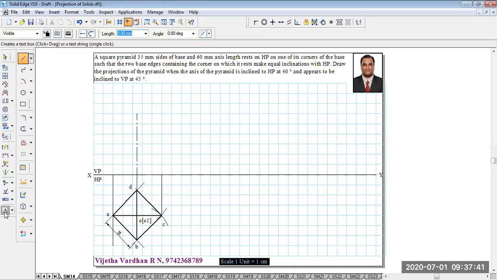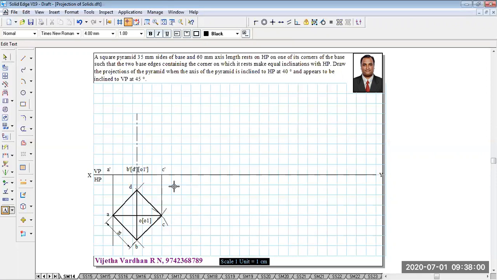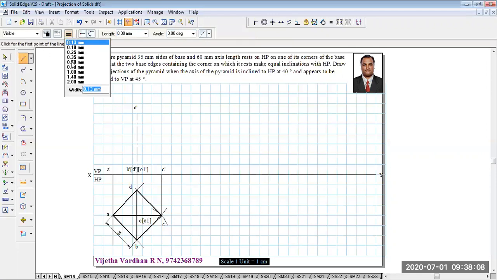And then you can complete the annotation part here to avoid the confusion. So this is going to be representing A dash, followed by B dash as well as D dash as well as O1 dash, according to the top view what we have completed. And then here we will be having the corner C dash and the apex position is going to be named as O dash.